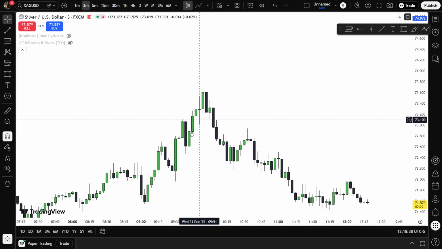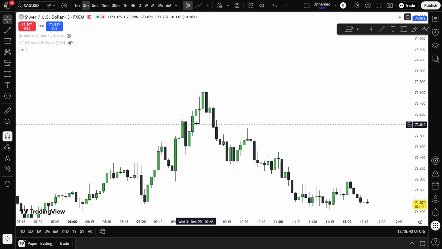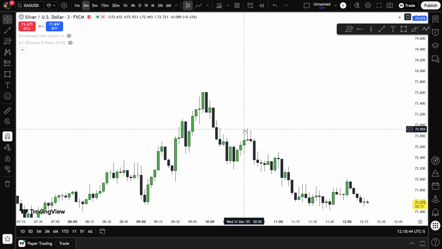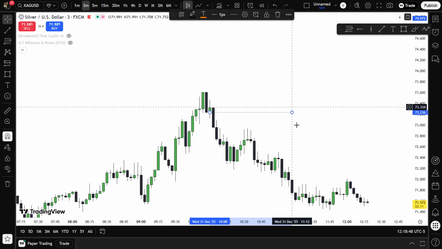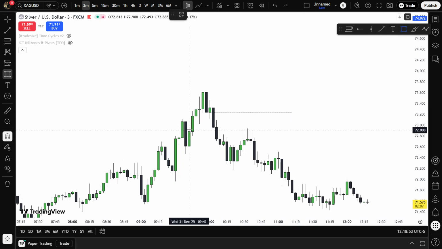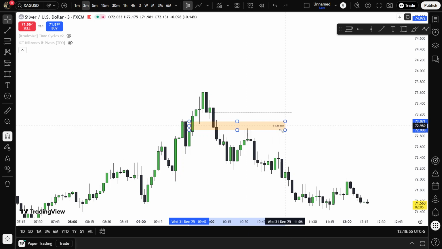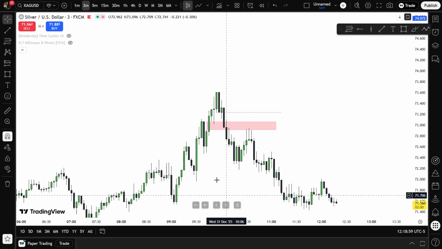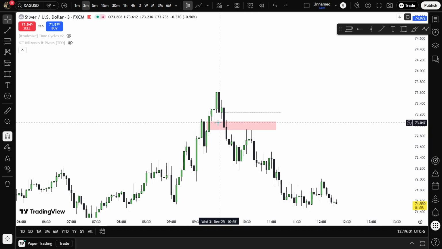Alright, buy side delivery, intermediate term low, sell side delivery. This is what I'm talking about. Price will not give you the ultimate entries. This was our order block. Alright, this is our inverse fair value gap. So price gave you the opportunity to enter off of the inverse fair value gap.